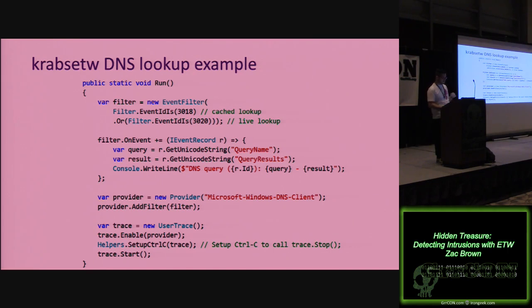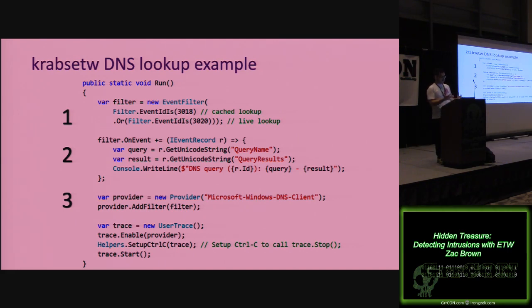Starting at the top and moving down, next to number 1, we're going to create a filter. This filter is looking for event 3018 and event 3020, which is a cache lookup for DNS or a live lookup. Then we're going to make a filter handler, which pulls out 2 properties off that event record: the query name and the query results. Query name is the domain name that was queried for, and query results is what came back from the DNS server. Then that last line, we're just going to print it out so you can see it.